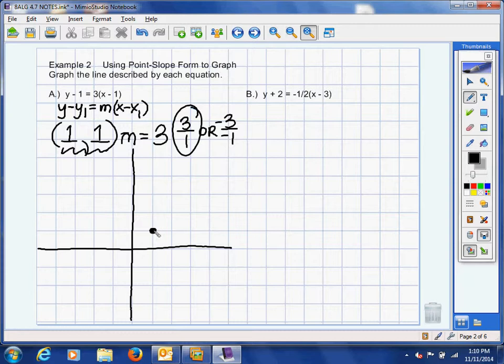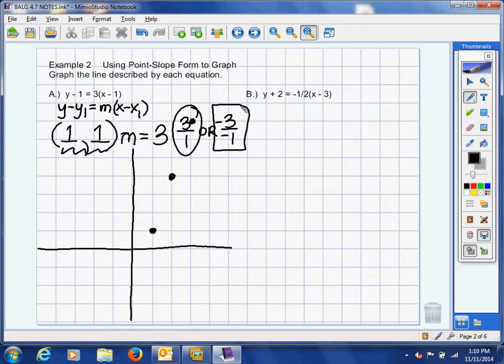So get your pencil tip back on (1, 1), and we're going to go up 3. 1, 2, 3, right 1, mark it. Up 3. 1, 2, 3, right 1, mark it. Okay? Now let's try the other form right here. I just want to show you that it doesn't matter which one you use. You can use both of them, just like I did if you want to.